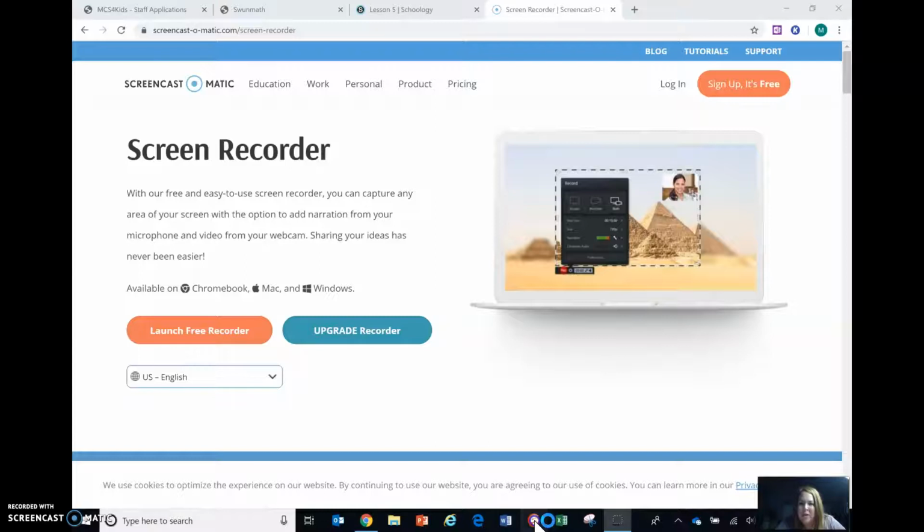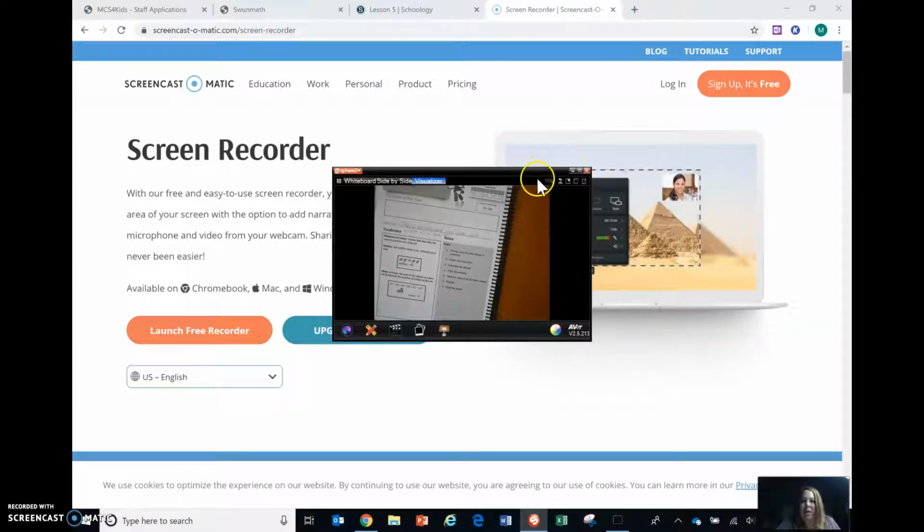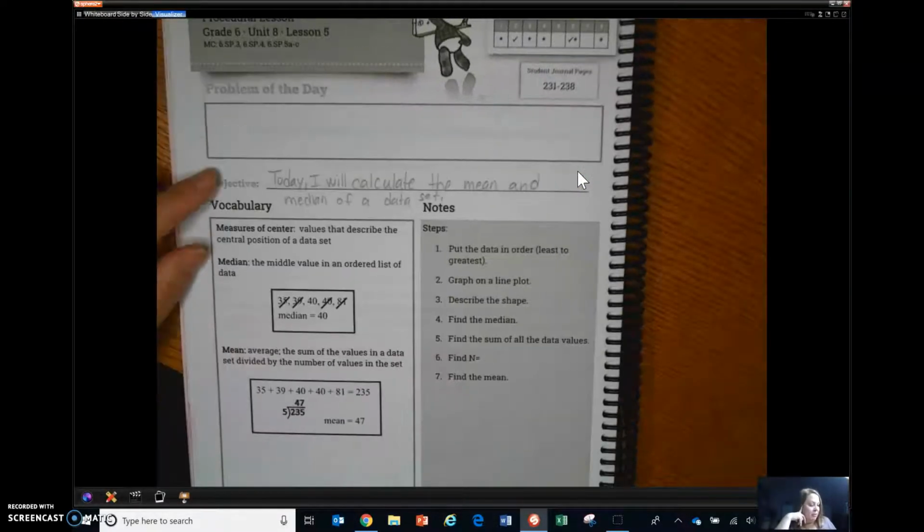We are going to work on Unit 8, Lesson 5. We're still working with statistics. Today I will calculate the mean and median of a data set. So remember, a data set is just the collection of answers from our statistical question that we asked. Measures of center is just what is in the middle of all that data set that you have.